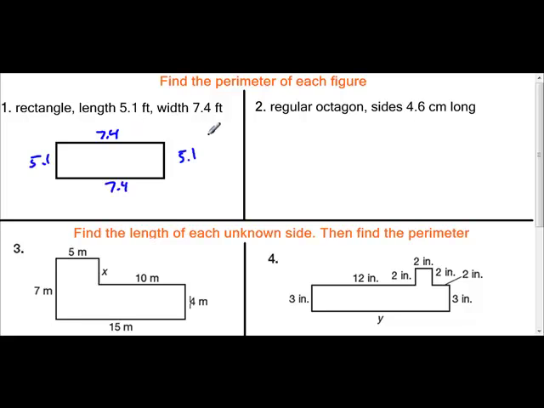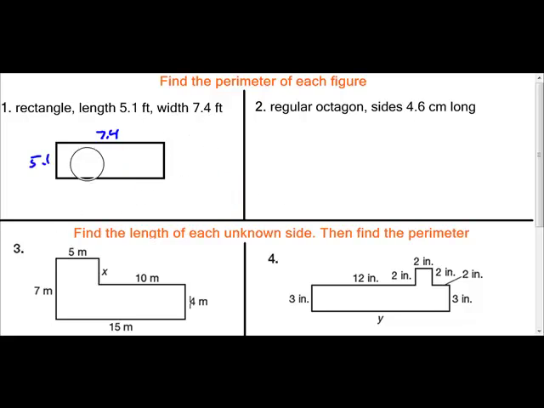So we have 7.4, 7.4, 5.1, 5.1. 4 plus 4 is 8, plus 1 is 9, plus 1 is 10, so that's 0, and carry our 1 up there. 7 plus 7 is 14, plus 1 is 15. 15 plus 5 is 20. 20 plus 5 is 25. So the perimeter around this figure is 25 feet, because we added all these together.